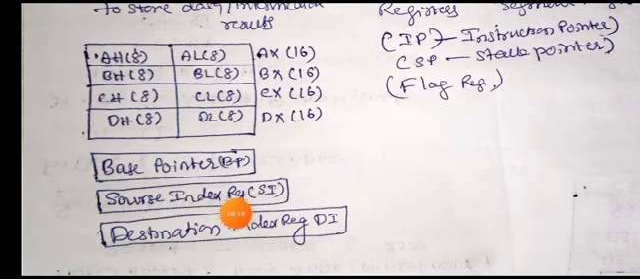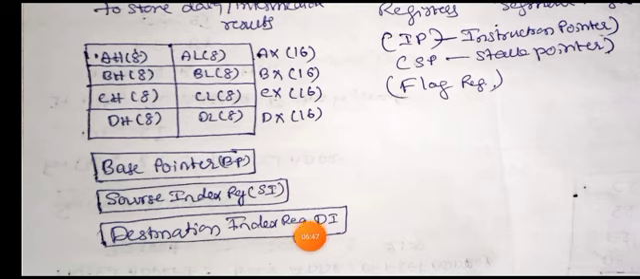Now coming to the source index register, it can be used as a 16-bit register. It can be used for temporary storage of data or intermediate results. It can hold the offset address of the data in the data segment. It can hold the offset address of an array in the data segment. It can hold the offset address of the starting address of the string in the data segment.